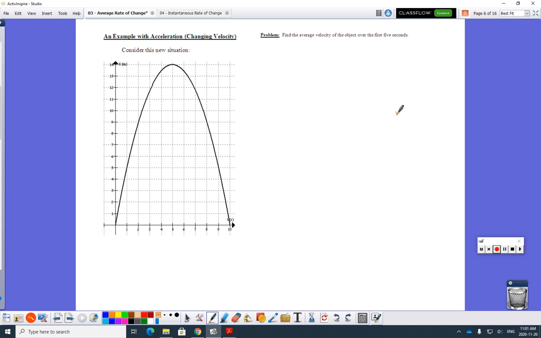You can imagine something being thrown into the air and coming back down, something like that, but something that doesn't have constant velocity anymore. Find the average velocity over the first 5 seconds. Well, I'm going to do some drawings on here, but it's all in your notes there. So I'm going to say, well, what I want then is I want to find what's the average velocity between time 0 and time 5.